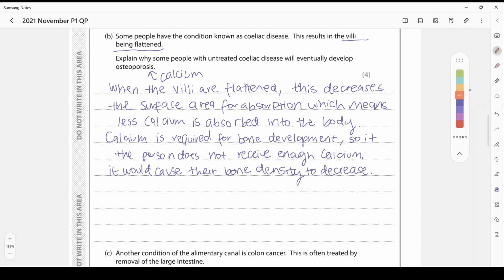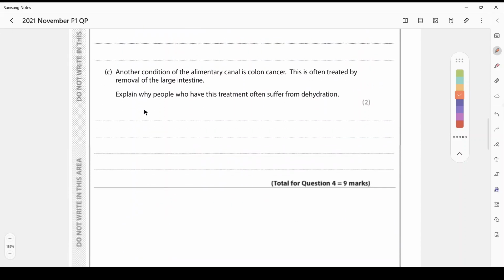Okay, let's go over the marks. So 1 mark for decreases the surface area. Another mark for less calcium is absorbed. In the marking scheme, it says unable to absorb calcium. We can say calcium is required for bone development, for the bones. So that's 3 marks so far. And lastly, it would cause their bone density to decrease. Okay. Let's move on to the next part.